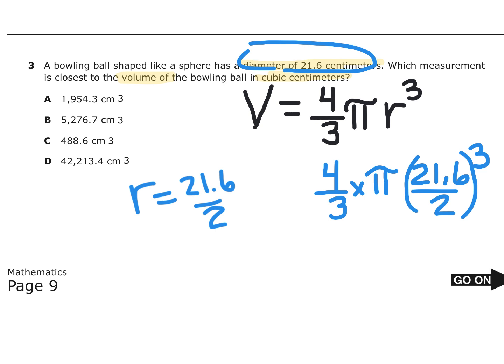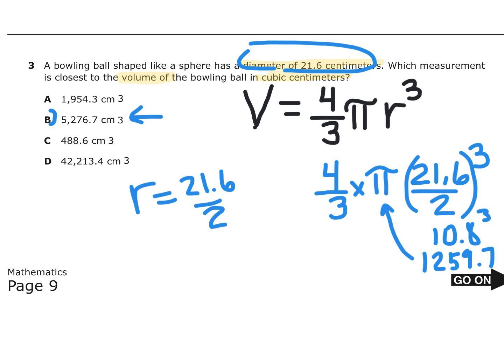So in your calculator, you can take 21.6 divided by 2, that's 10.8. So we're going to take 10.8 and cube that number. So raise it to the third power, and that's 1,259.7, and we still need to multiply that by pi and also by the 4/3. So 1,259.7 times pi, and then times 4 divided by 3. So when you multiply by 4/3, multiply by 4, divide by 3, and the answer comes out to 5,276.7. So the answer here should be answer B.